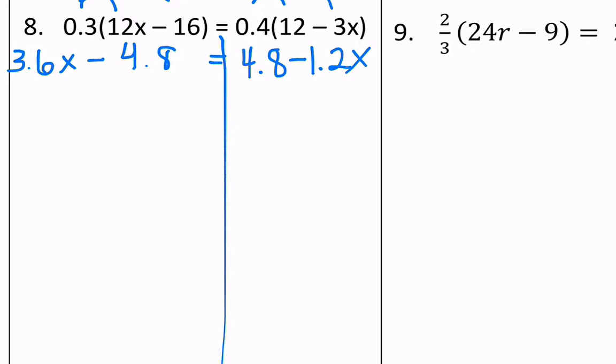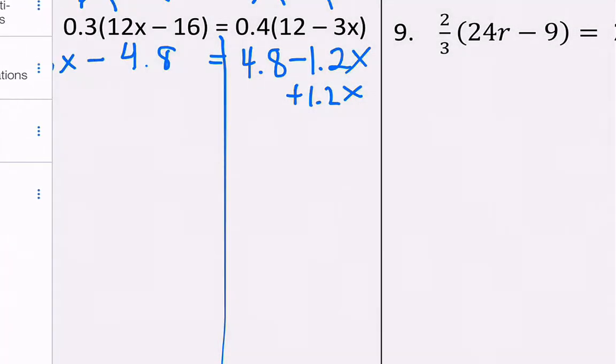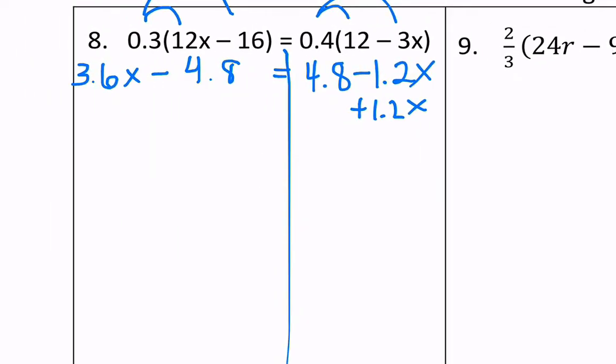All right, so the next thing I need to worry about is making sure I have all x's on the same side. So remember, it does not matter. You can choose to get rid of these 3.6x's, or you can choose to get rid of these negative 1.2x's. I'm going to choose to get rid of the negative because the opposite of a negative is a positive, and I like to add. So I'm going to add 1.2x to both sides. Remember, keep x's lined up under other x's.